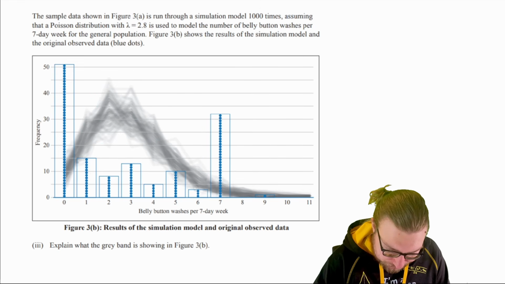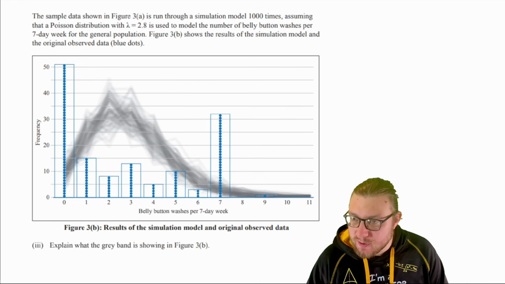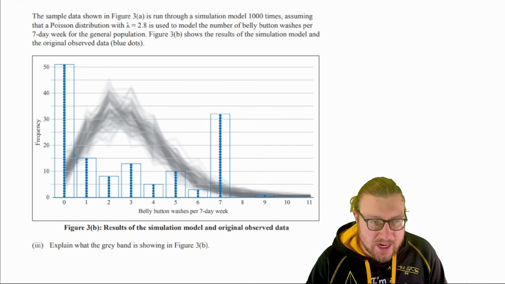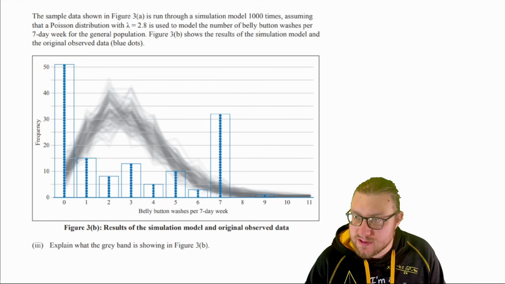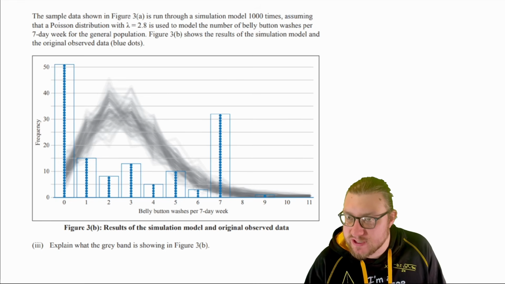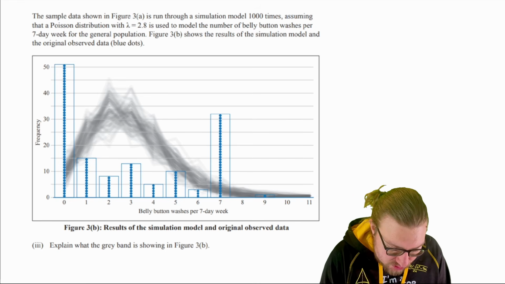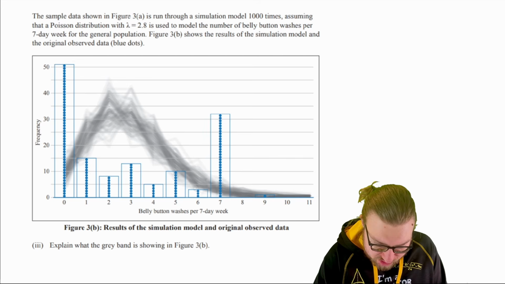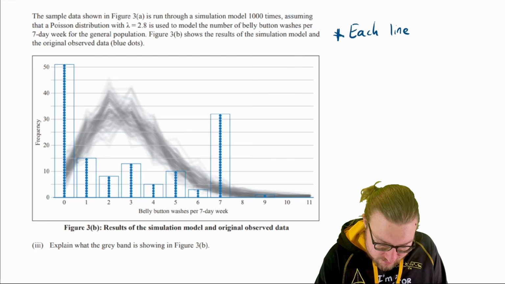What does that show? So there's a couple of things that we need to talk about here. And one part here is this is the 1,000 resamples that we have using the Poisson distribution. Yeah, so we're going to have each line. So each line is 1 resample.